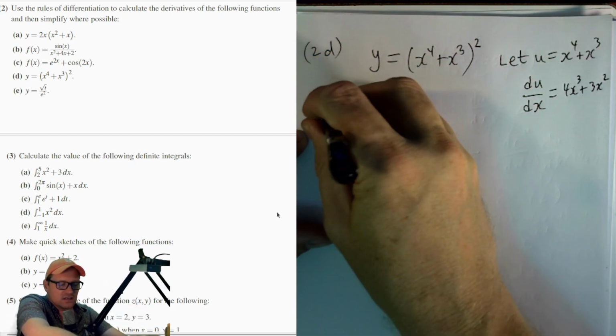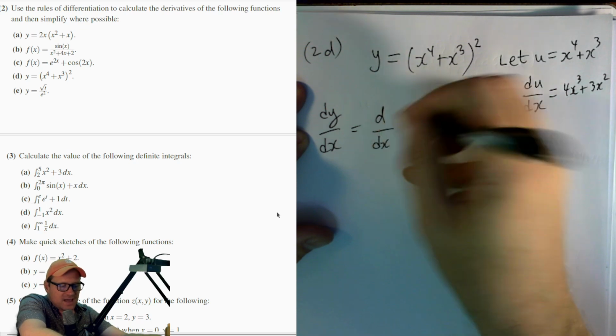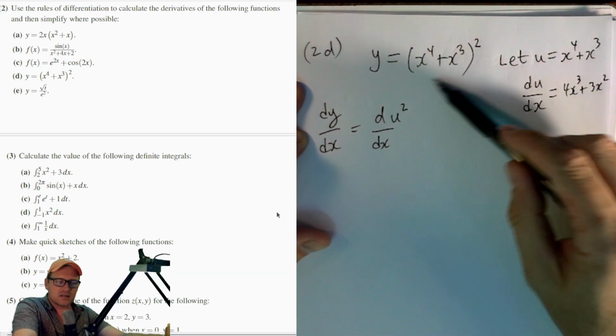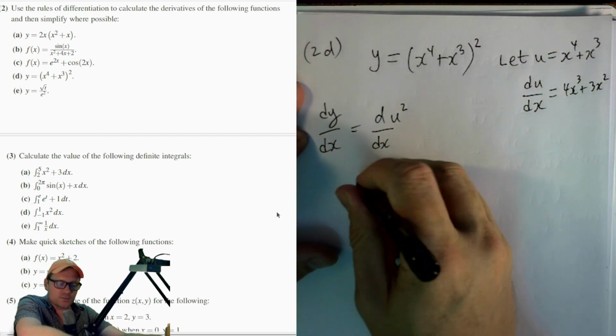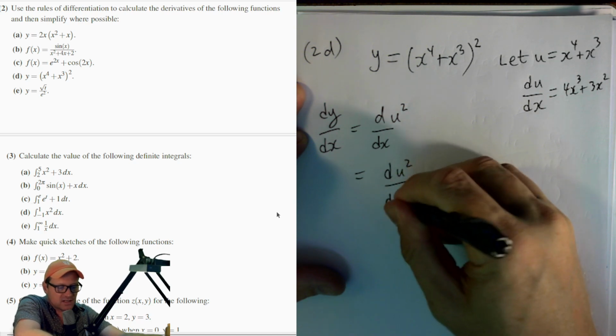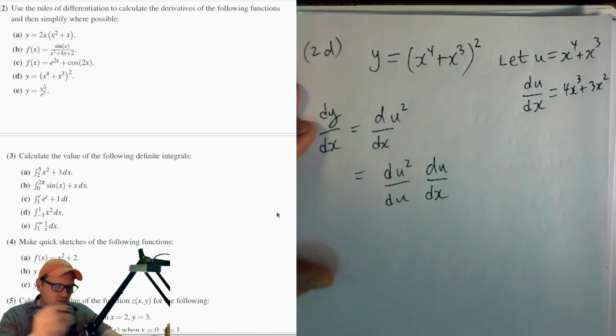All right, so down to here, dy on dx is the derivative with respect to x of u to the power of 2, because we let this inside function be u, so that's u squared. Now we want to express this as a derivative of u squared with respect to u, using the chain rule, times du on dx. Okay, so we have used the chain rule.